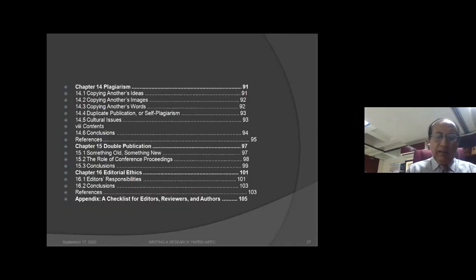Then one whole chapter, chapter 14, is on plagiarism in papers. Plagiarism is not only stealing or copying other people's ideas, figures, tables, pictures, and words, but also repeating your own paper. If it is published somewhere and you publish it again, that is also plagiarism: self-plagiarism.